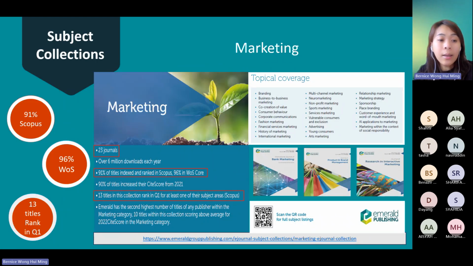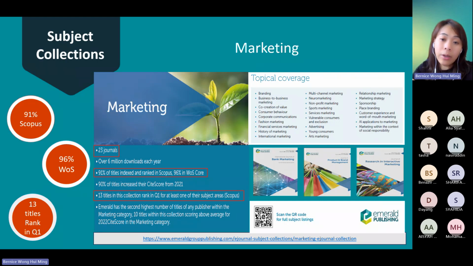So next, marketing: we have 91% in Scopus, 96% in WOS, a total of 23 journals, 13 titles ranked in Q1. For marketing, the topics are quite common, for example branding, business to business, consumer behavior, sponsorship, marketing strategy, relationship marketing, young consumers, art marketing, international marketing.